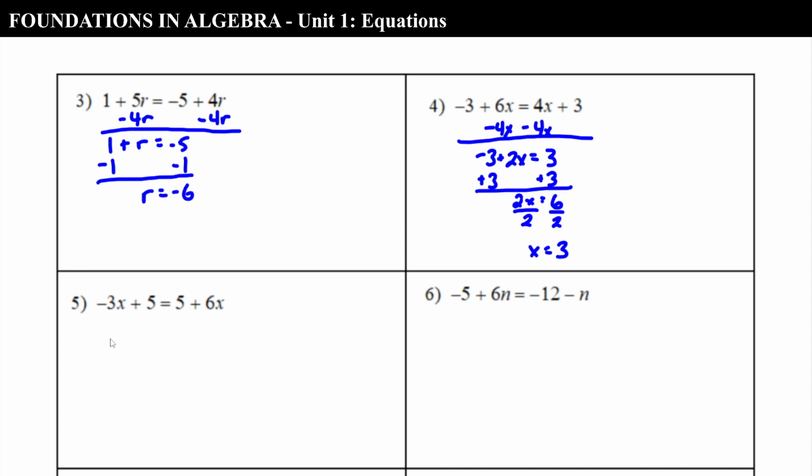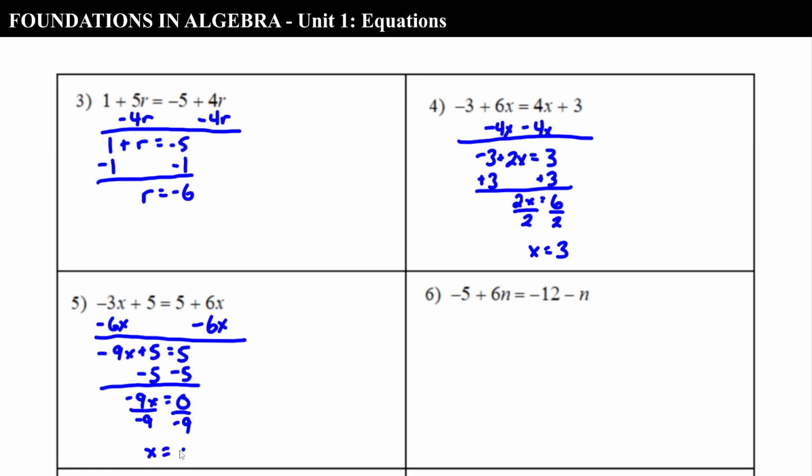For number 5, we have a 6x on this side. So in the spirit of getting it to the left-hand side, we're going to subtract 6x from each side. And when we do, we get negative 9x plus 5, because that's still there, equals 5. Now we're going to subtract 5 from each side. That's going to give us negative 9x equals 0. Divide each side by negative 9, and you find that x equals 0.